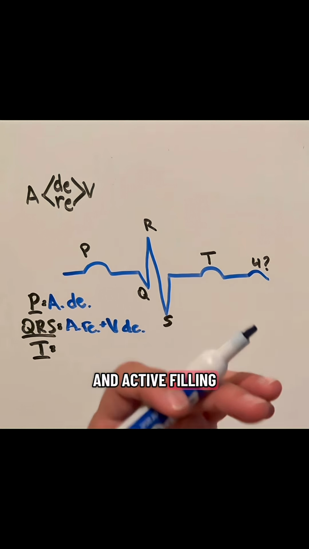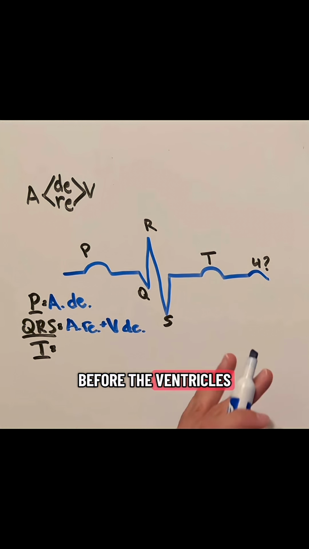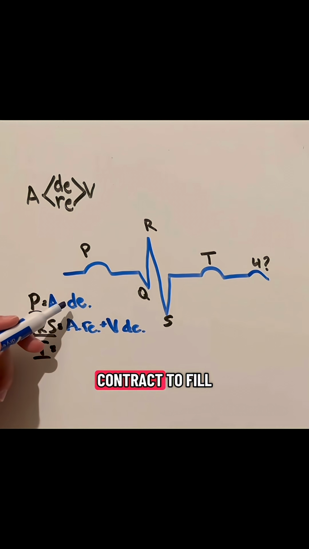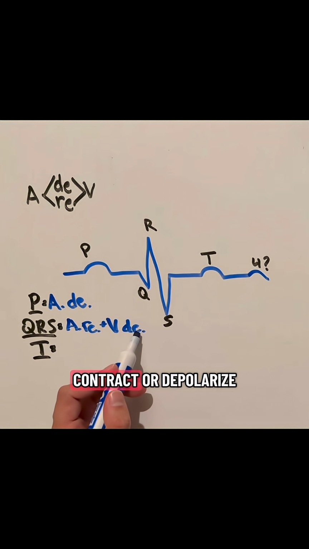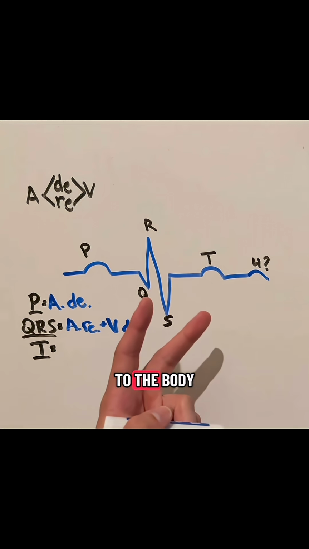And active filling occurs to make sure that the ventricles are filled up to their max potential before the ventricles actually work to inject blood. So the atria are going to contract to fill the ventricles. Then the ventricles are going to contract or depolarize to move that blood to the lungs or to the body.